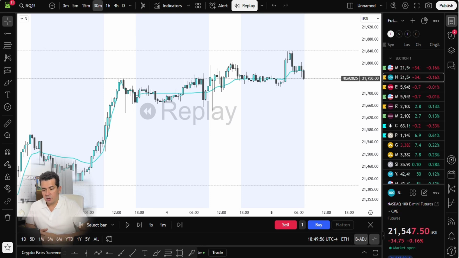I'm going to give you some examples of where to find liquidity. What is liquidity exactly? It's money. It's in the form of people's stop losses. So price tends to go to those areas like a magnet. Either way, it could be an entry, or it could be a target.